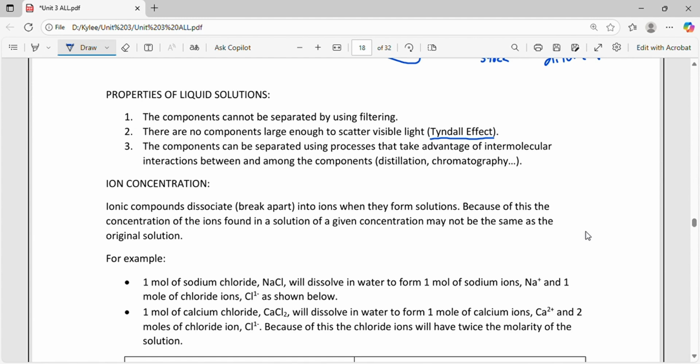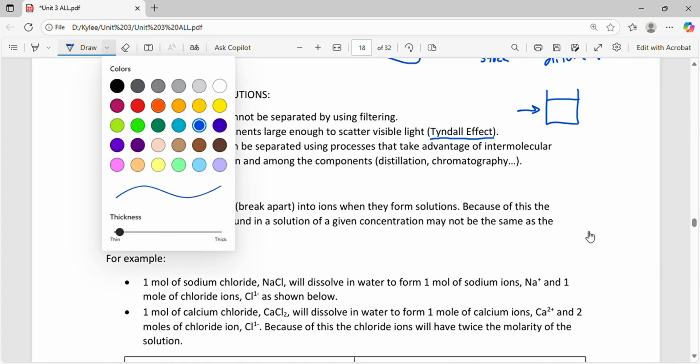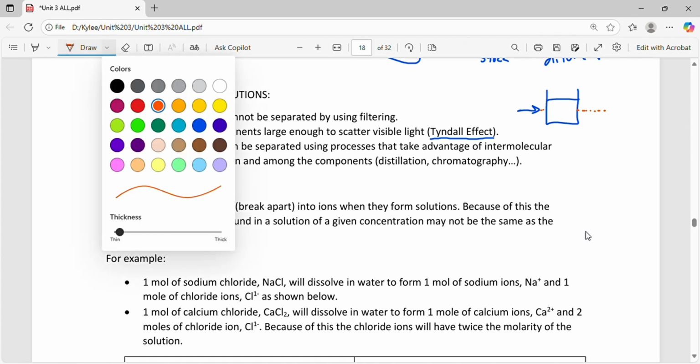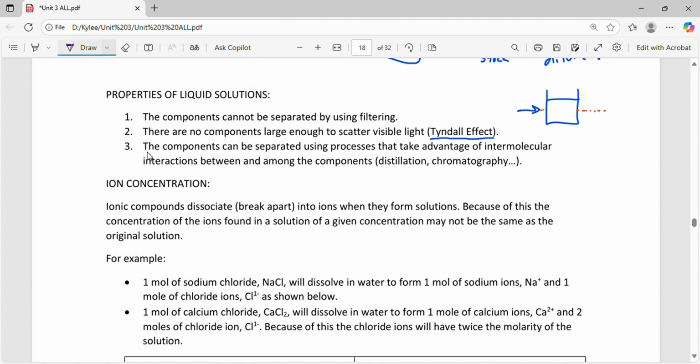But essentially, if I have a solution and I shine a laser through it, if my laser is going this way, it will start, and I'll actually go to a different color here. It will start, so those are my initial laser beams, and then it will come out on the other side, but we don't see any light there in the middle, and that's because the particles are so small and so evenly mixed that they are not going to show up and scatter light.